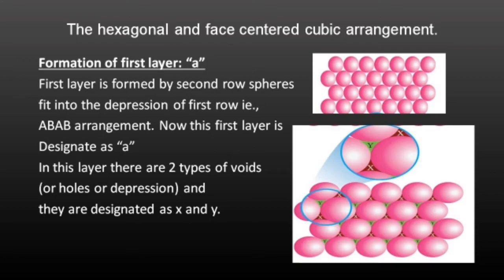Now we are going to place the second layer on the first layer. Before that, you see the first layer a alone. See the diagram. In this layer we get two types of void, that is X and Y. X is called a tetrahedral void and Y is called an octahedral void.